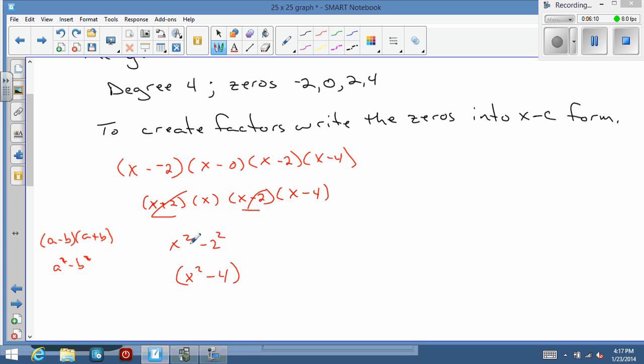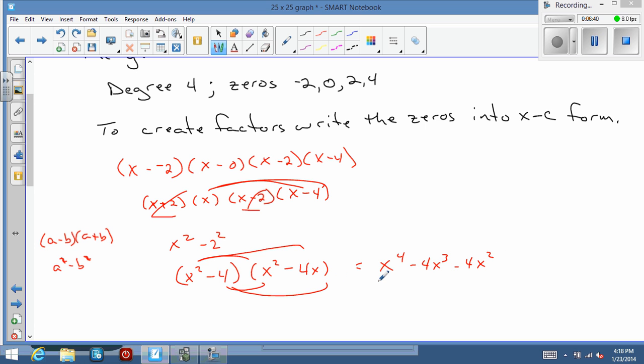So now I've multiplied those. Now I can multiply the x. I can distribute to the x and the 4, and I will get x squared minus 4x. Now I need to multiply these two. Well, x squared times x squared is x to the 4th. x squared times negative 4x is negative 4x to the 3rd. Negative 4 times x squared is negative 4x squared. And negative 4 times negative 4x is positive 16x.